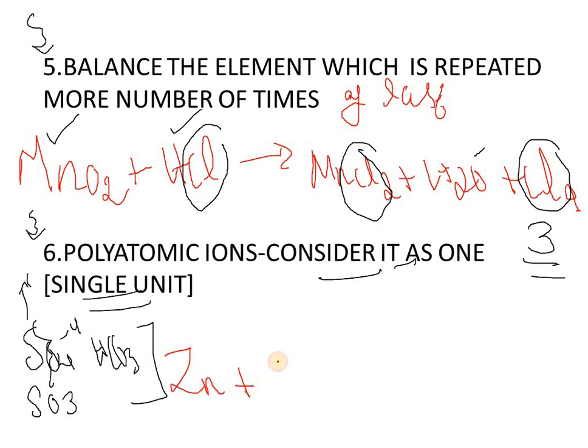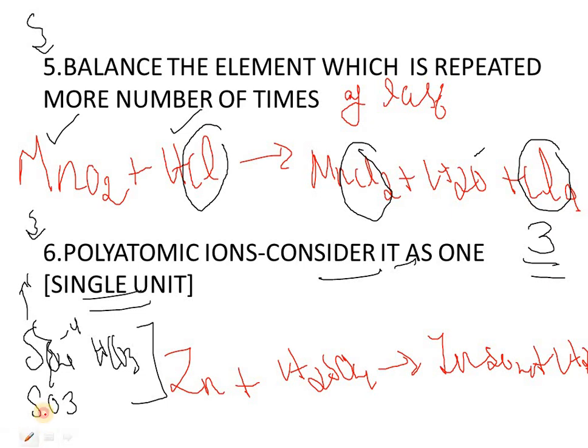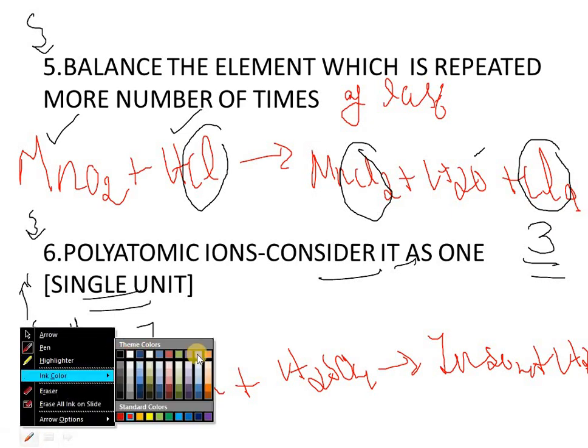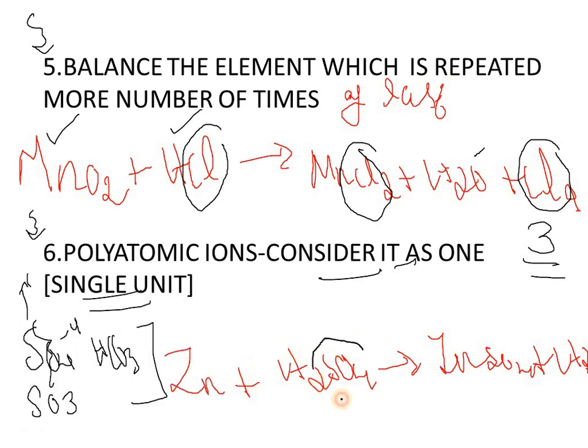Take an example. Zinc reacted with H2SO4 to give zinc sulfate plus H2. In this equation, you can clearly see that there is a polyatomic ion, that is sulfate. Instead of saying that sulfur is 1, oxygen is 4, instead of breaking this, consider this as a single unit. That is what the sixth point here says.